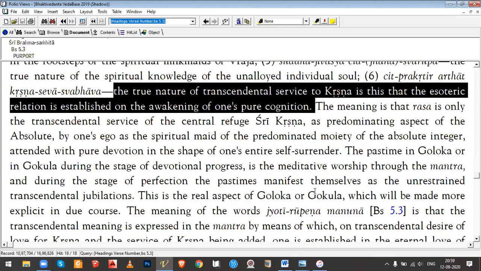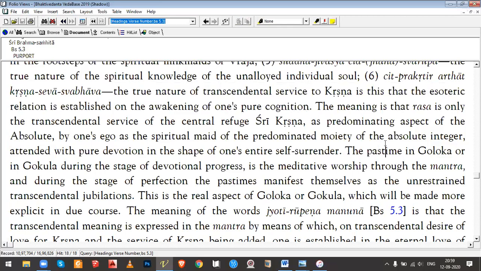So this is when actually one's own Swarupa is revealed, spiritual nature, in particular bhav, in particular rasa with Krishna. And this is when one can actually see Krishna Leelas and actually enter into the transcendental pastimes.